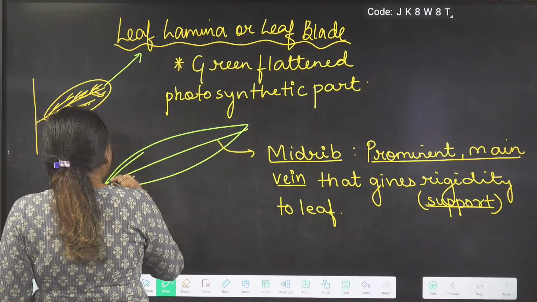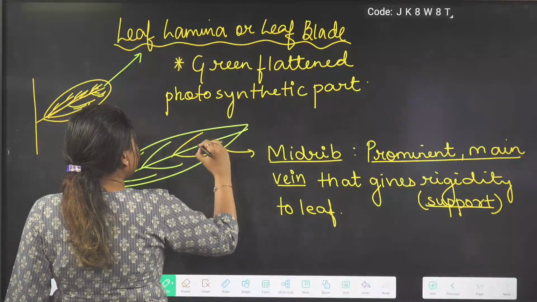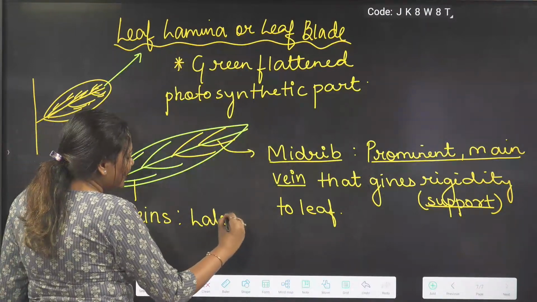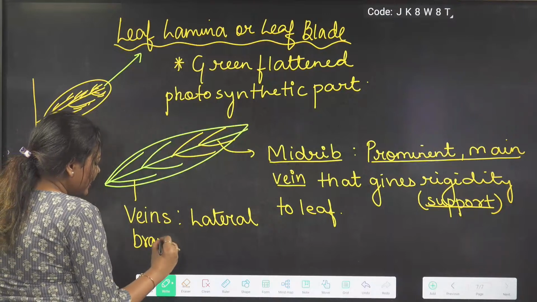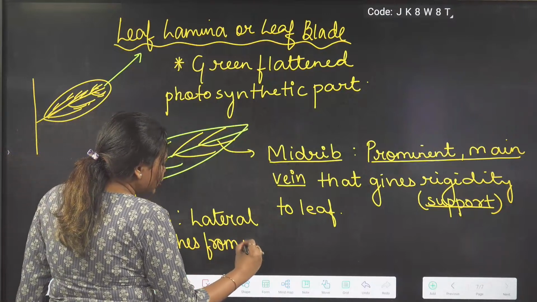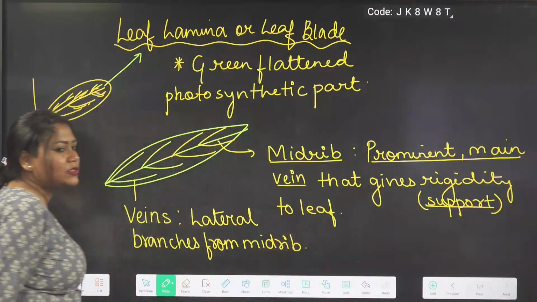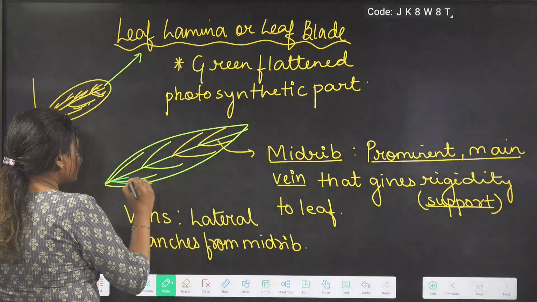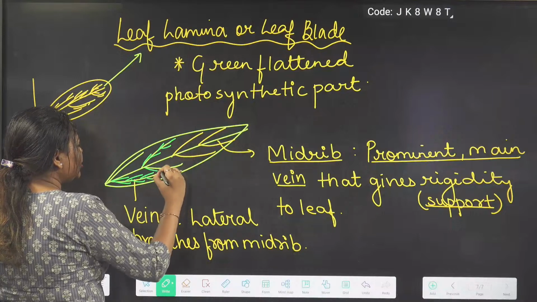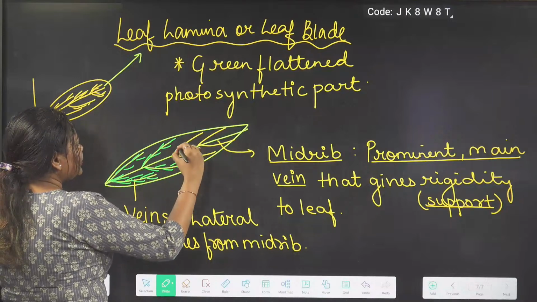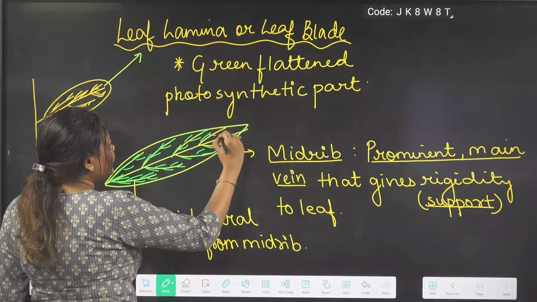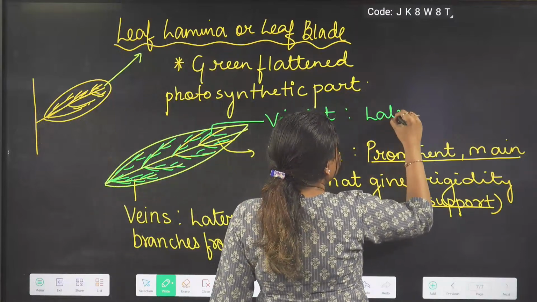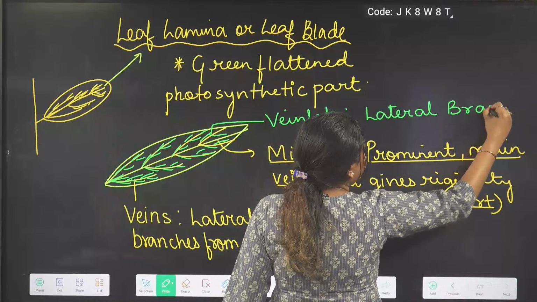Now, from the midrib, the lateral branches that are arising are known as veins. What are veins? Lateral branches from midrib. And what is the veinlet? The branches that are coming out from the vein are known as the veinlets. What is veinlets? Lateral branch from the veins. Am I clear to everyone?